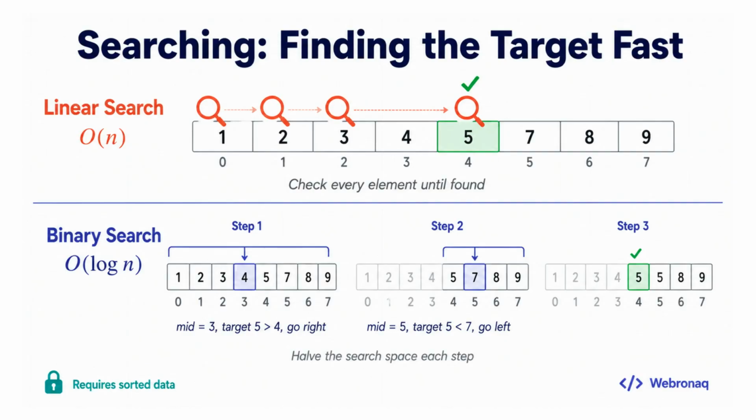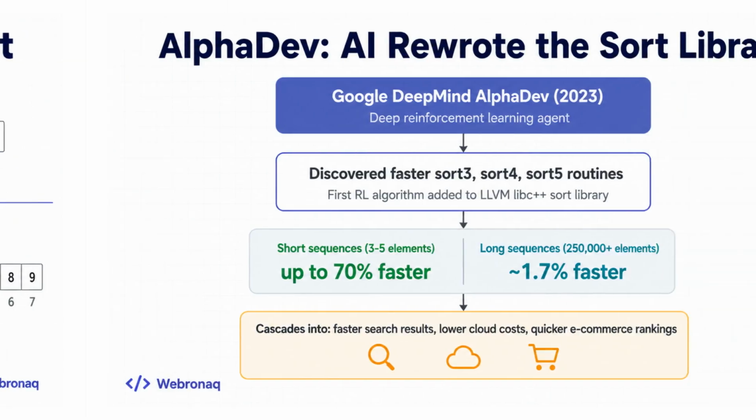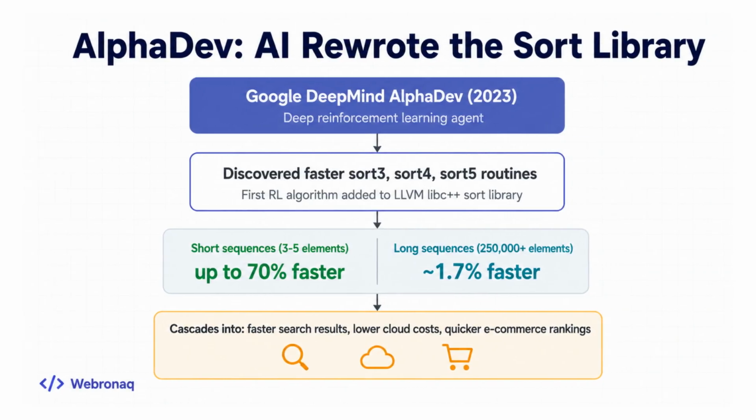Binary search changes everything, but only on sorted data. Pick the middle element. If it equals the target, done. If the target is larger, discard the left half. If smaller, discard the right. Each step halves the search space. Finding 5 in our 8-element array takes just 3 comparisons. That is big O of log n. This is the direct payoff of sorting first, and it explains exactly why AlphaDev's work matters so much, which we will explore right now.